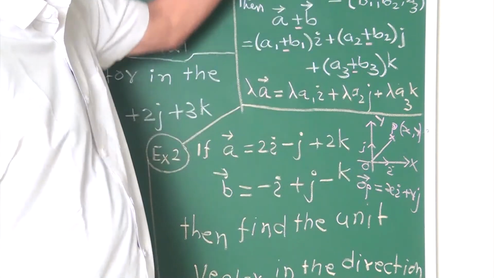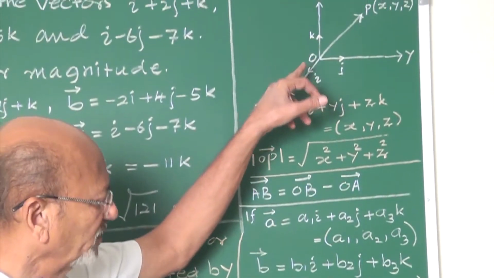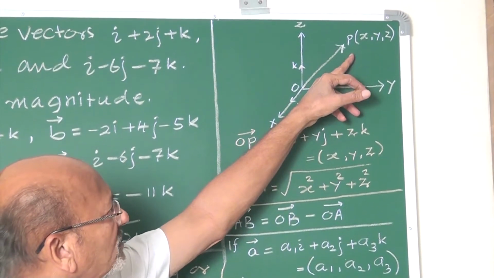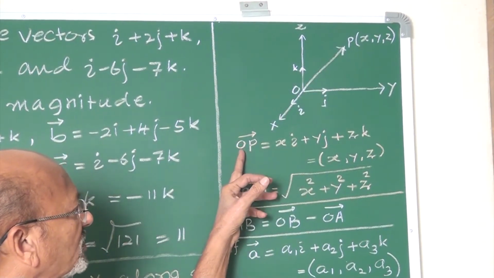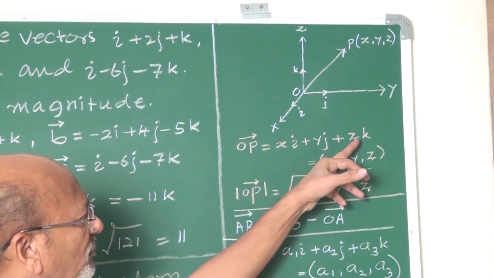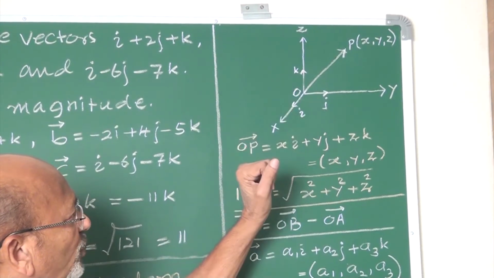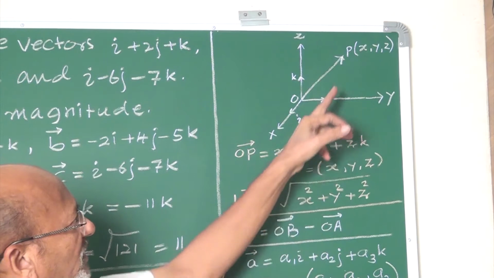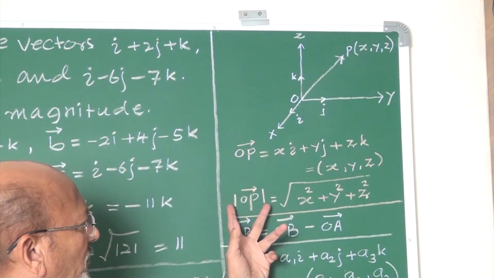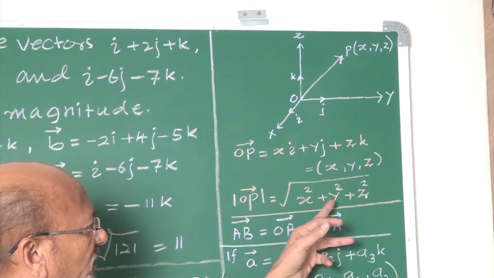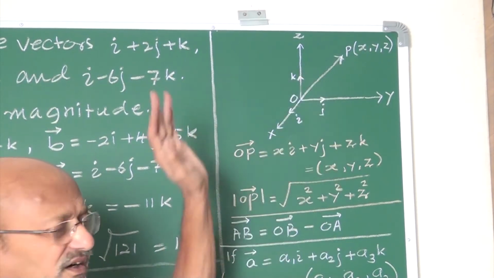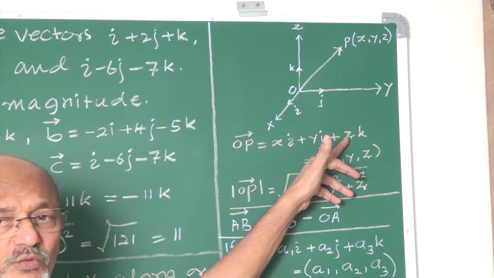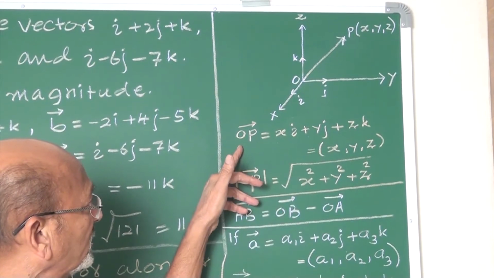The same we have extended, my friends, to the space. For 3 dimensions, OP is the position vector of the point P and can be expressed in terms of I, J, K, the unit vectors in the direction of OX, OY, OZ, which is nothing but the point x, y, z. Then the magnitude of OP is the square root of x square plus y square plus z square. This is one result. In this case, my friends, x, y, z are denoted as the scalar components of the vector OP.